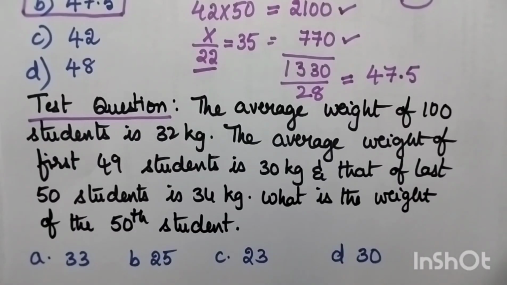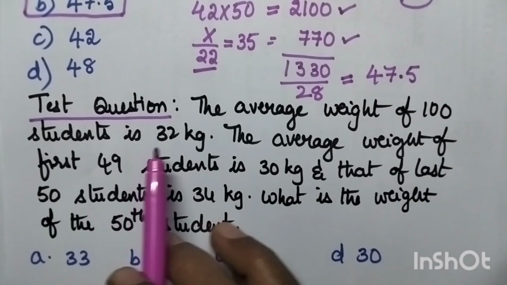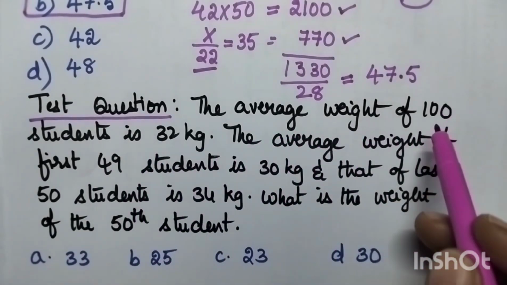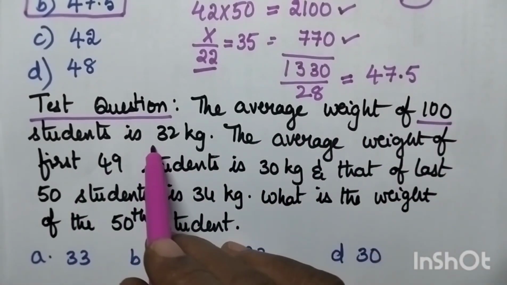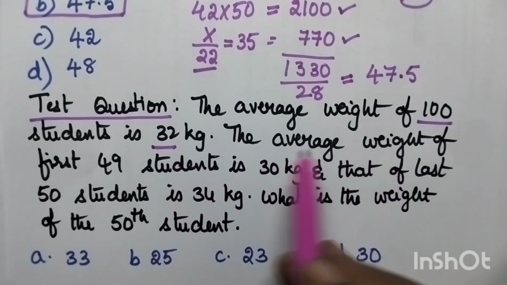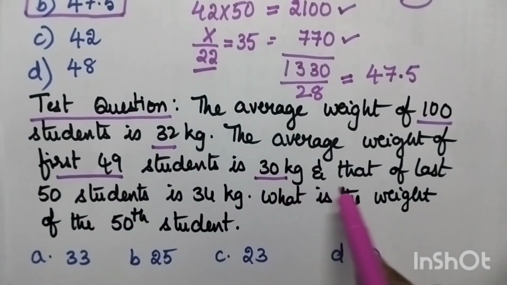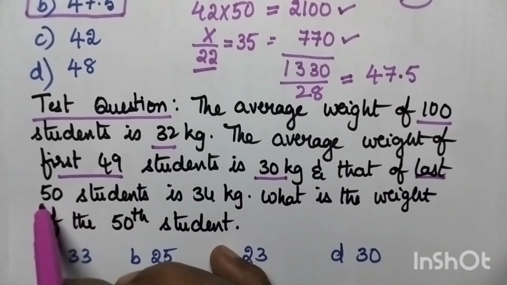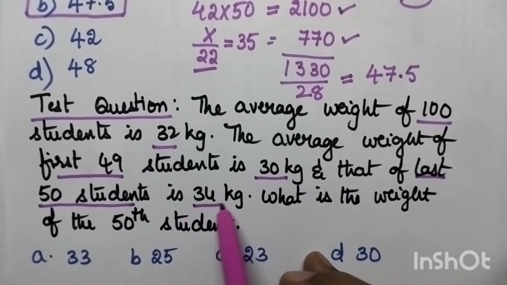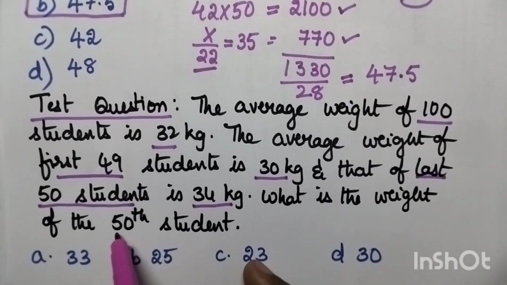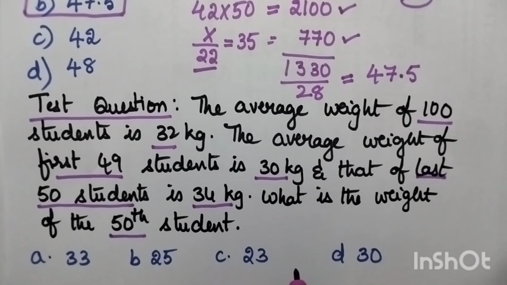Finally, I would like to conclude this video by sharing the test question. The average weight of 100 students is 32 kgs. The average weight of first 49 students is 30 kg. And that of last 50 students is 34 kg. What is the weight of 50th student? Coming to the options, A equal to 33, B equal to 25, C equal to 23, D equal to 3. After solving the problem, you just share the answer.